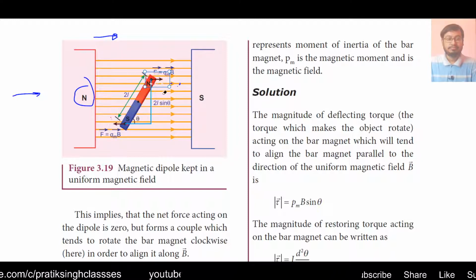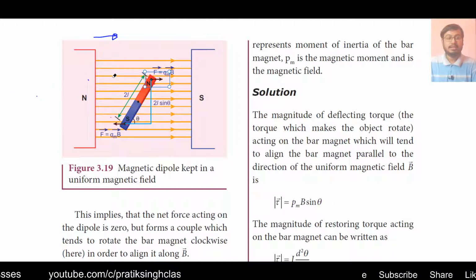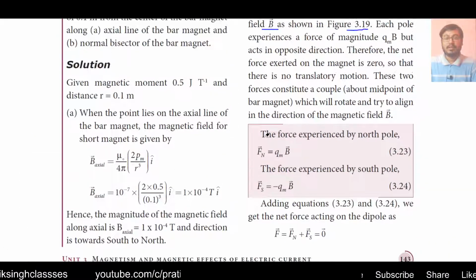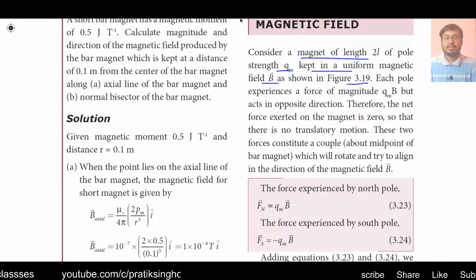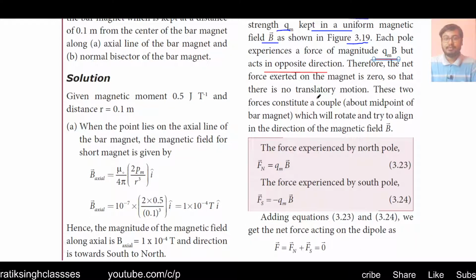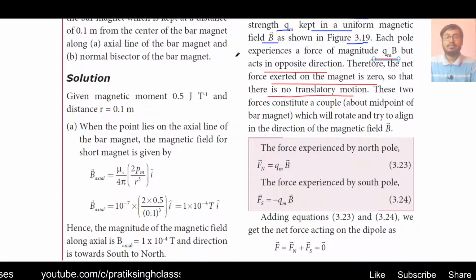All right, so the force acting on the north pole is given by Qm into B, and the force acting on the south pole is given by Qm into B. Why? Because the pole strength at the north and south poles of any bar magnet is always equal. Each pole experiences a force of magnitude Qm into B but acts in opposite direction, because the north pole of the bar magnet will be repelled and the south pole will be attracted. Therefore, the net force experienced on the magnet is zero, so there is no translatory motion.